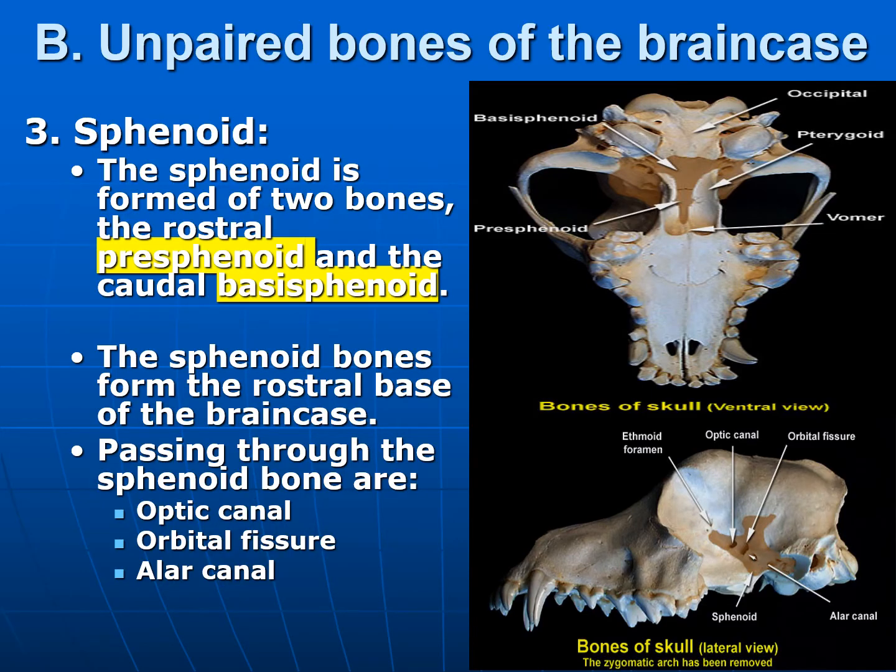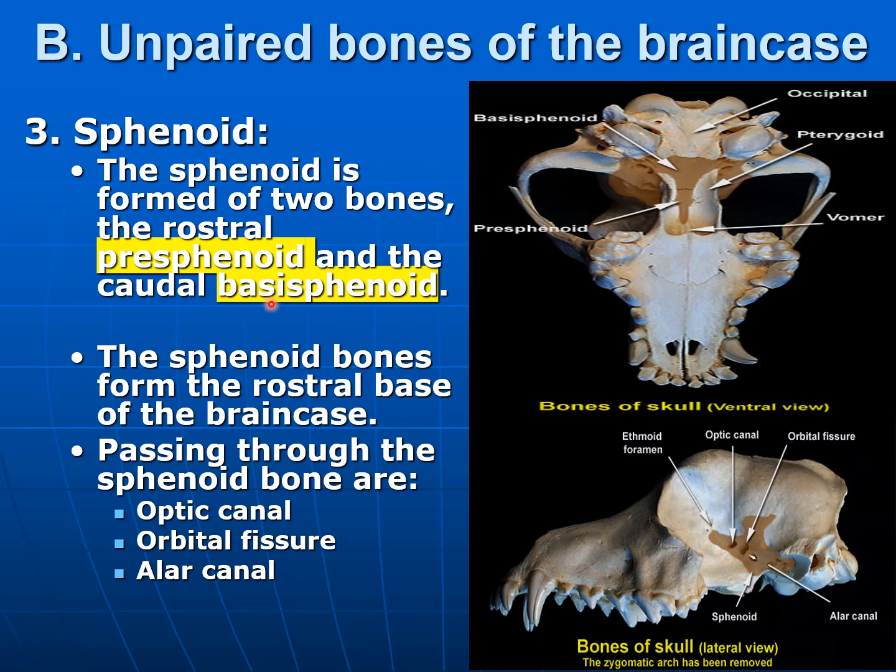The third bone we have is the sphenoid. We can see it from the lateral surface and also from the ventral surface. This bone is formed by two parts. The first one here is almost like a triangle. This one here is the pre-sphenoid, and the one found caudally is called the basosphenoid.